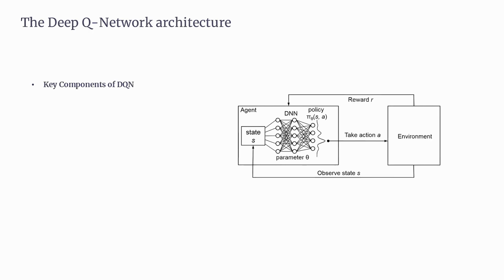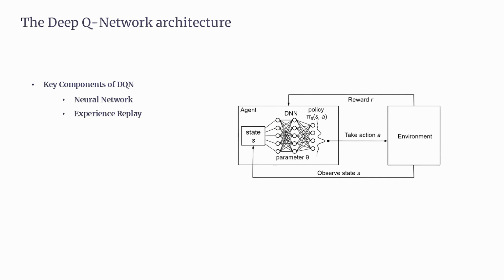The first. Key components of DQN. 1. Neural network. The heart of DQN is a neural network. It takes the current state as input and outputs Q values for all possible actions. For visual data, it often includes convolutional layers to process images and fully connected layers to output the Q values.